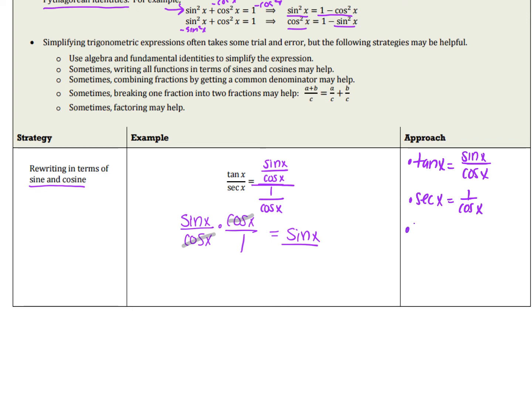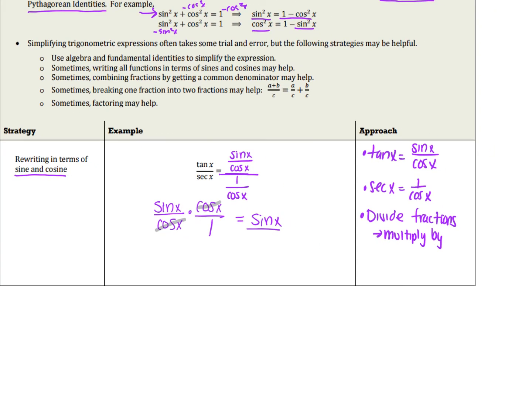Then when we divide fractions, you're going to multiply by the reciprocal. And then we reduced and simplified those cosines.